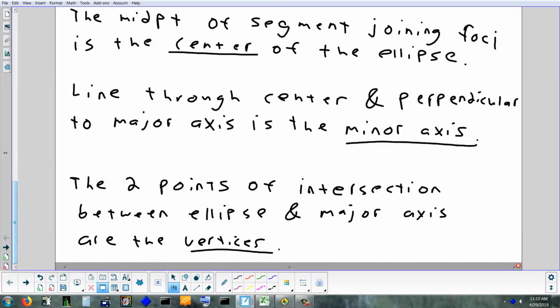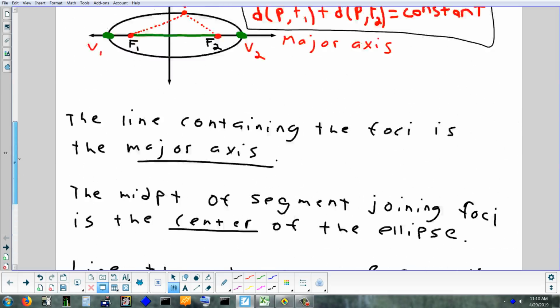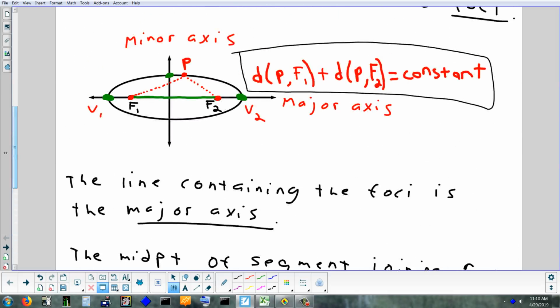Where the minor axis crosses the ellipse, there's no special name for that. So there's no special name for this point or that point. It's helpful to know those 2 points, because if you know the 4 dots in green that I have up there, it gives you a pretty good way to sketch it. Okay, 4 points gives you the length of the ellipse and the width.